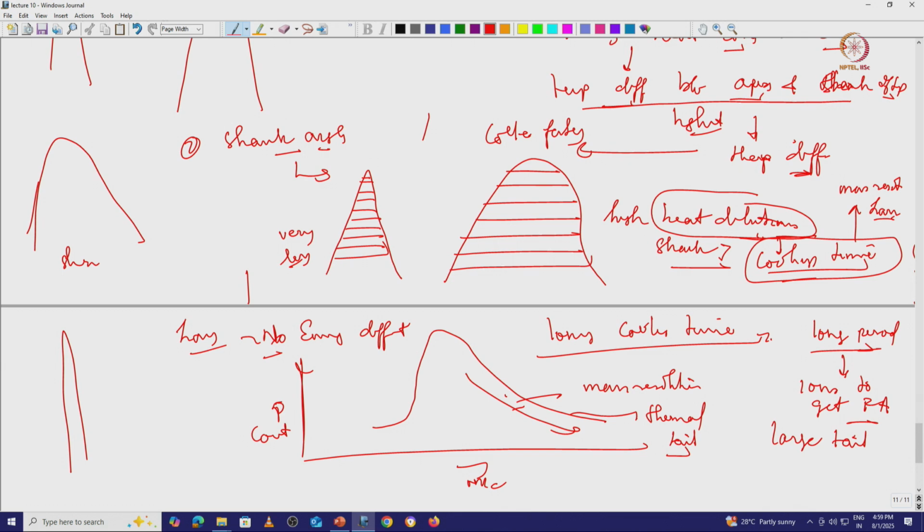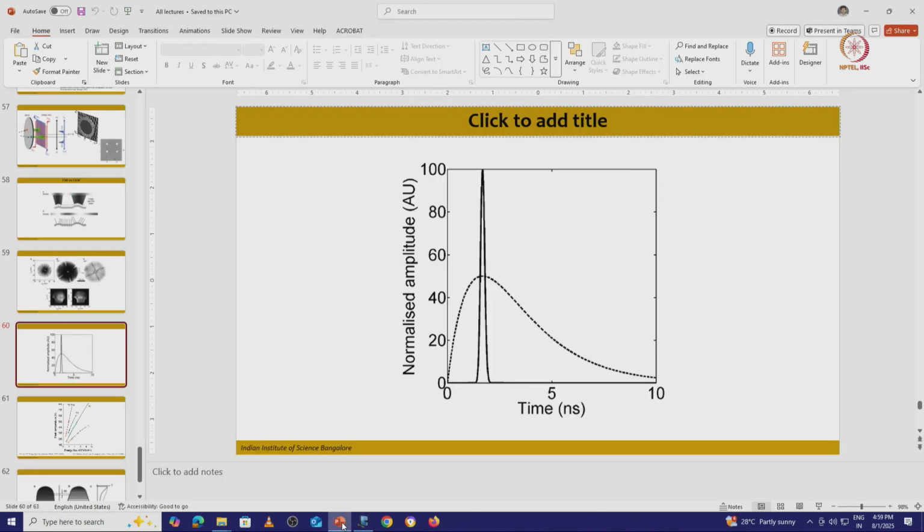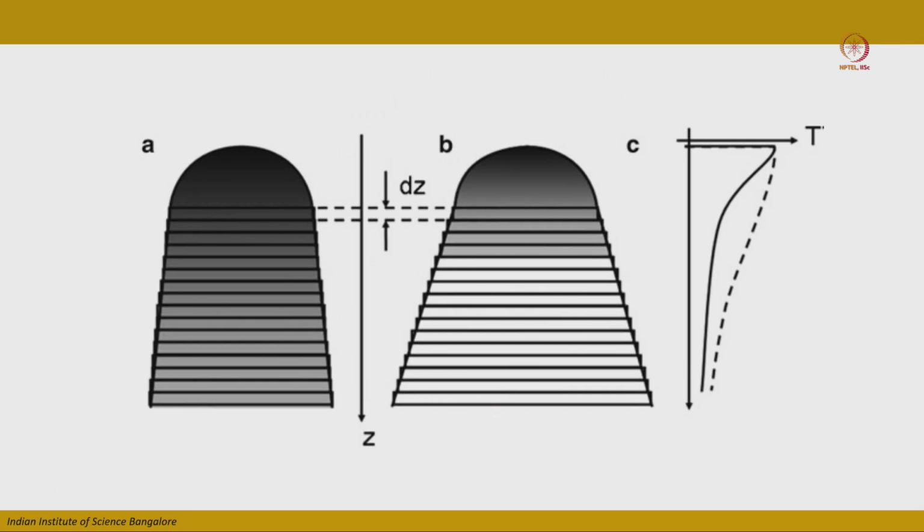Okay, so the next topic, which I want to just introduce, is photo assisted ionization. So if you see, here I can give an example. Here there are two tips, one with a very low shank angle, and this one with a very high shank angle.